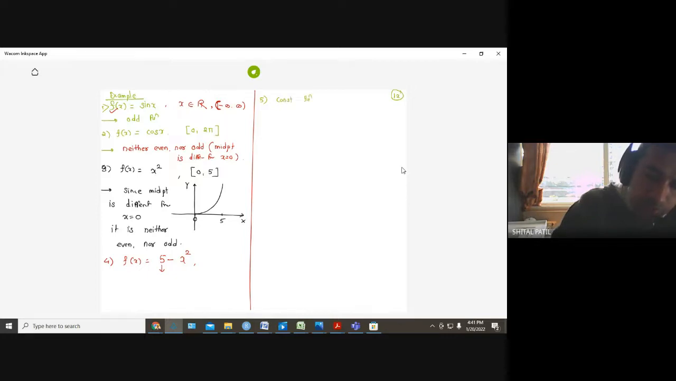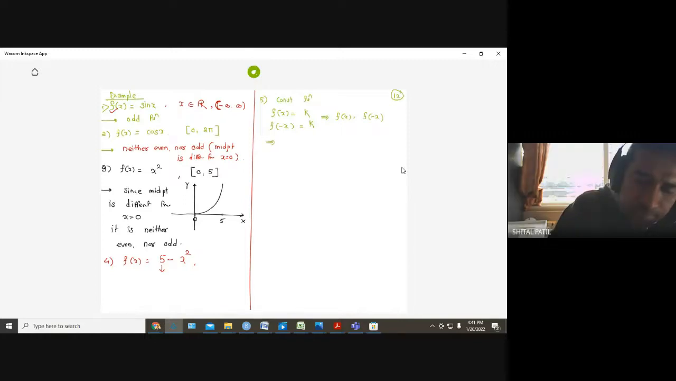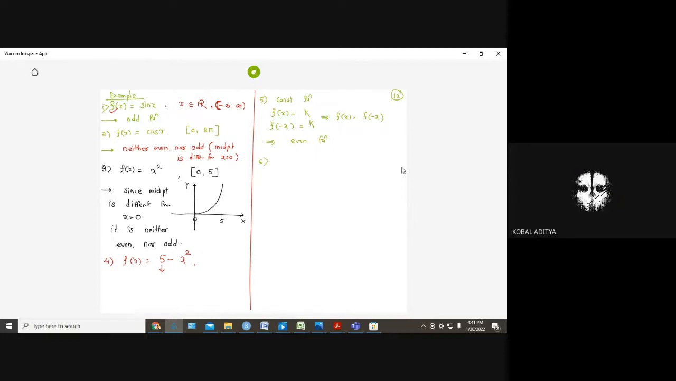Constant function, okay? Say f of x equal to k. Tell me what is f of minus x. If x is there, we have to replace x by minus x. But we don't have x, so I have to keep it as it is. So f of x equals f of minus x. And therefore, what is the conclusion? It is an even function. Is this clear?